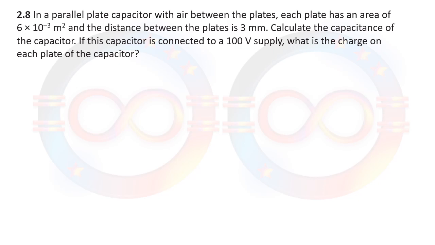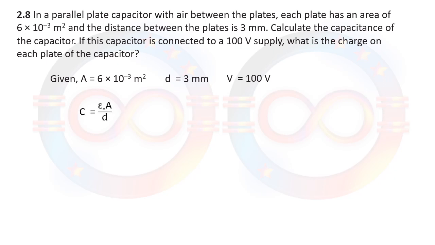Question number 2.8: in a parallel plate capacitor with air in between the plates, each plate has an area of 6 into 10 raised to minus 3. The distance between the plates, D, is given as 3 mm. Calculate the capacitance of the capacitor. We have to find the capacitance. The next part is, if the capacitor is connected to a 100 volt supply, what is the charge on each?